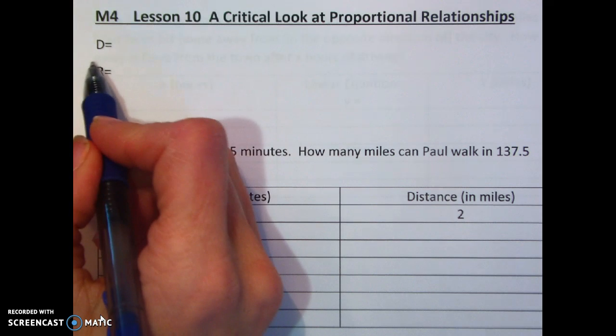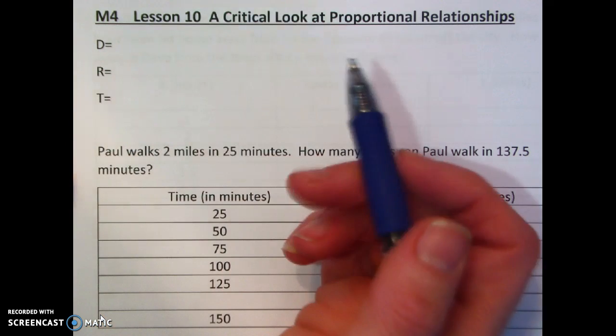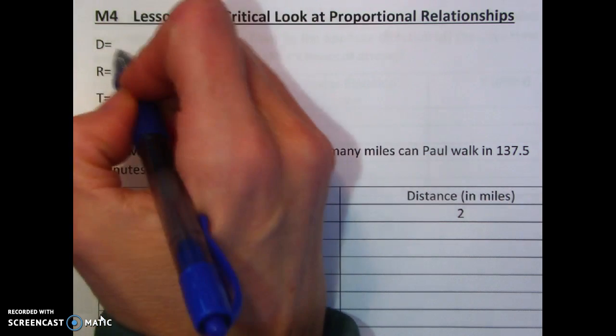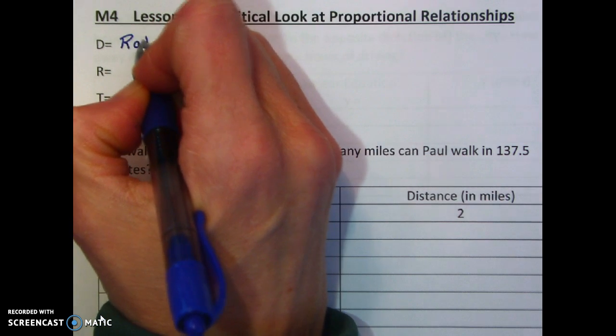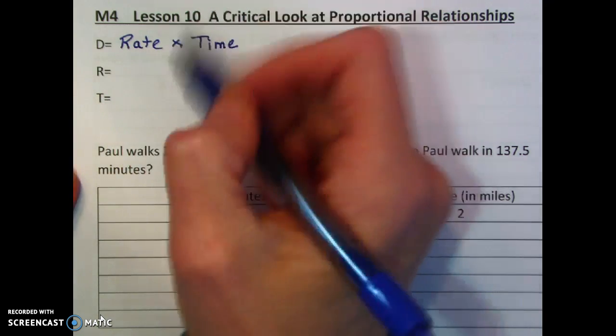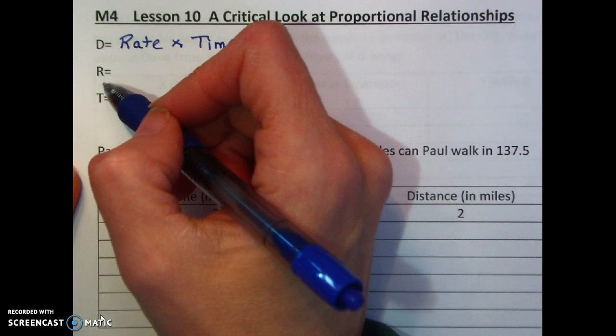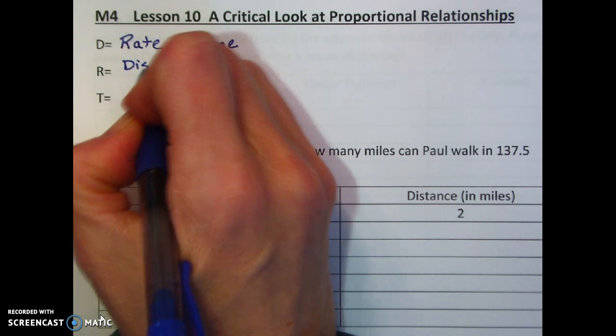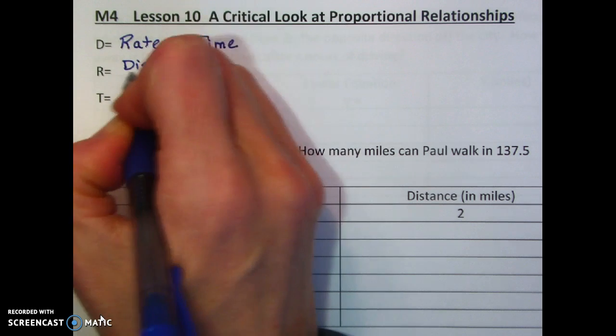So if we're trying to calculate distance from a rate and a time, how would you find distance? Well, distance equals the rate times the time. If you're trying to find the rate and you know a distance and a time, rate equals distance divided by time.